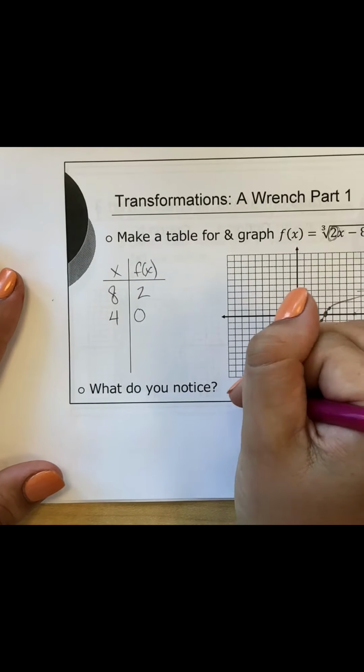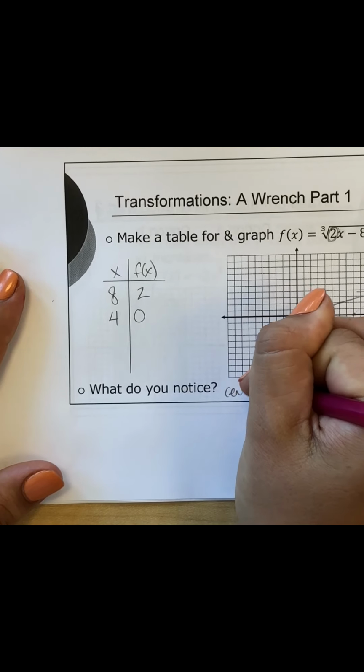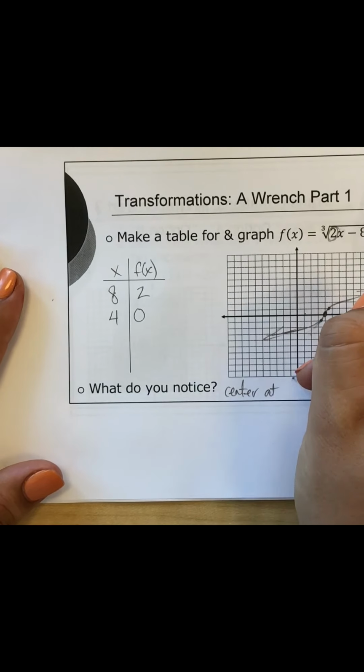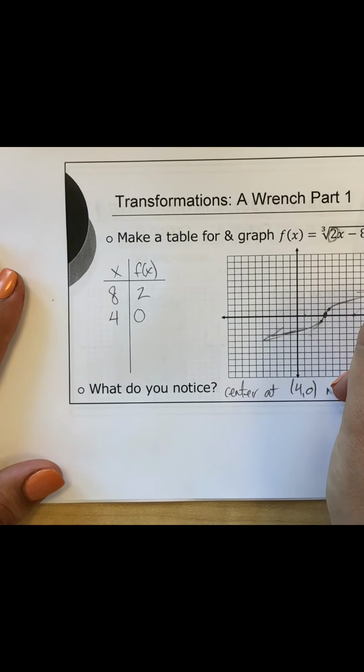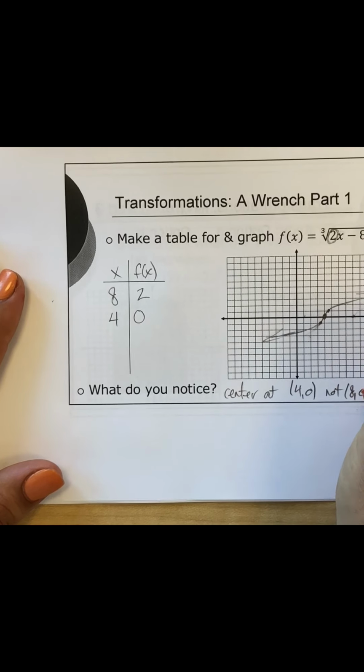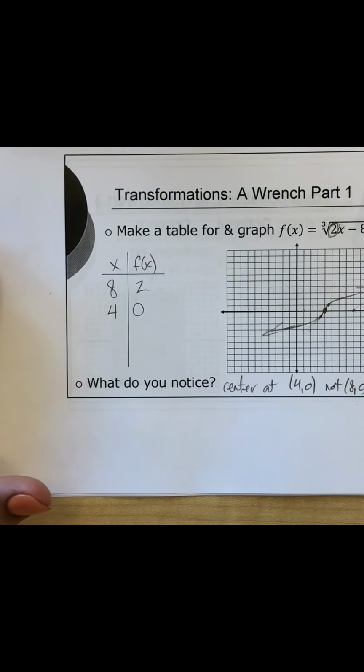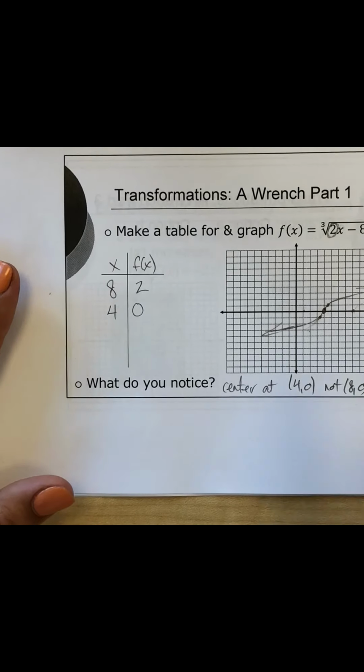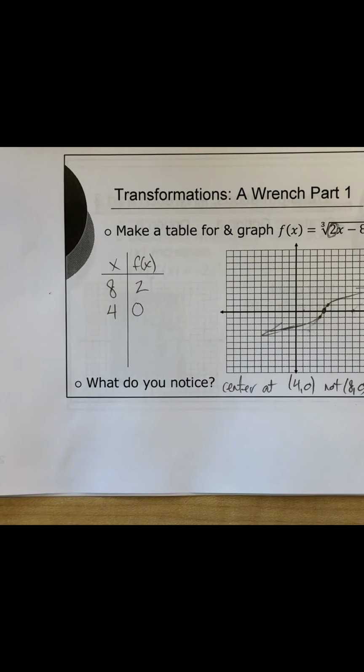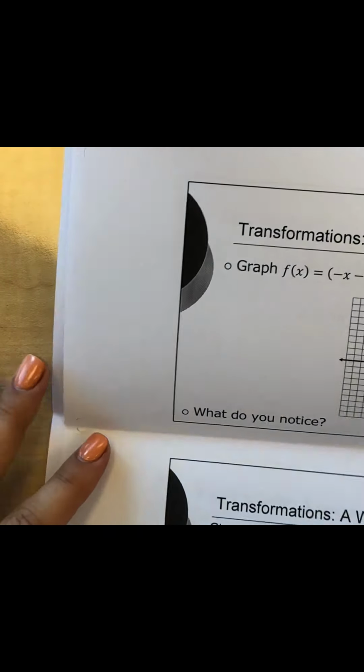So what do I notice? I notice the center is at (4, 0), not (8, 0). So it doesn't go right 8 is what I noticed. I noticed it going right 4. So the question is, going forward, how do I not mess up and say, oh my gosh, right 8? How do I know that it's going right 4? And where do I get that 4 from? So let's flip and see.